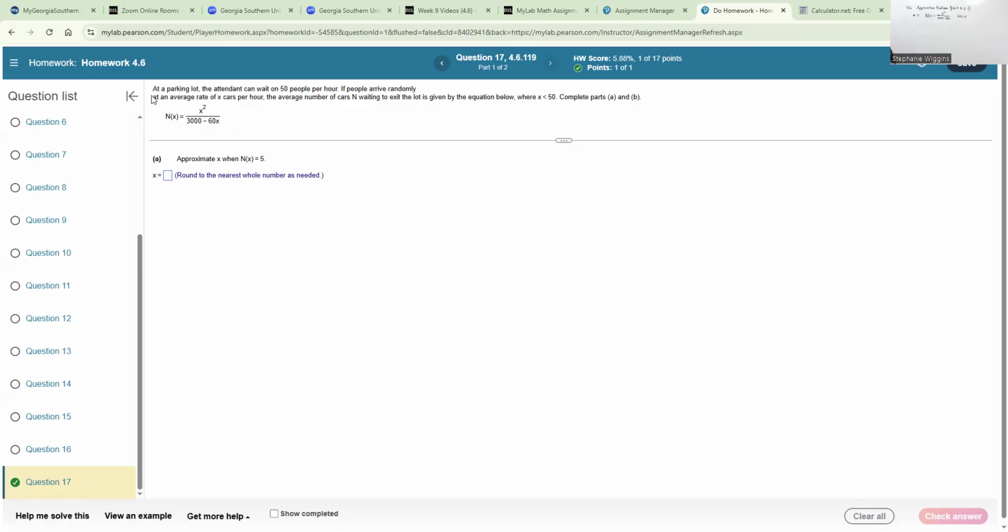So it is a parking lot. The attendant can wait on 50 people per hour if the people arrive randomly at an average rate of x cars per hour. The average number of cars n waiting to exit the lot is given by this equation, where x is less than 50. There are some parts that we have to finish. We're supposed to approximate x when n of x equals 8. In this problem they're asking for 5, but let's just do it for 8.